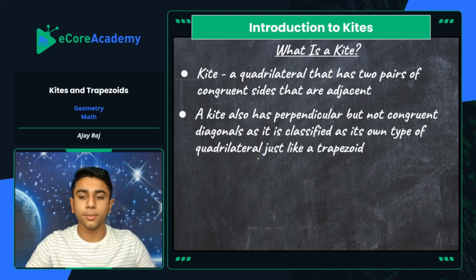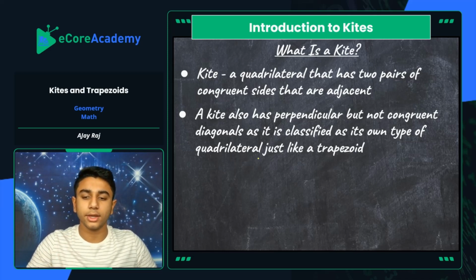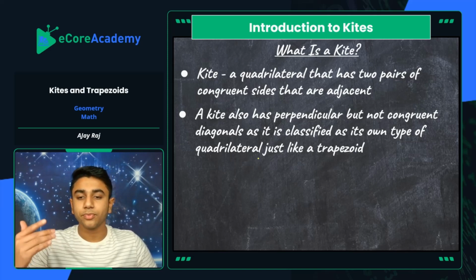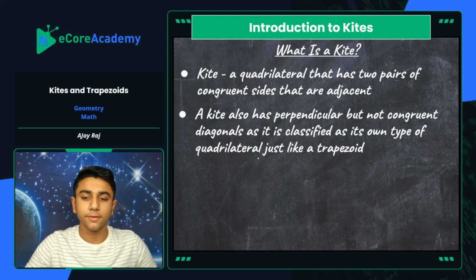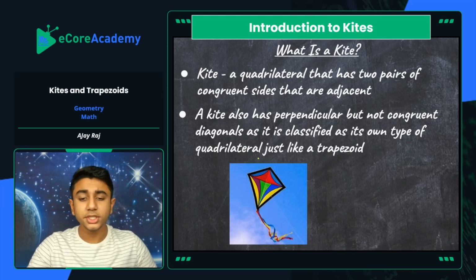So a kite also has perpendicular but not congruent diagonals, as it is classified as its own type of quadrilateral, just like a trapezoid. So we have our trapezoids, your kites, and then of course your parallelograms. So it has perpendicular diagonals. However, this is another difference between parallelograms and basically your regular trapezoids, is the fact that the diagonals are not going to be congruent. Instead, they are going to be much different in length. However, they do intersect at a 90-degree angle. Therefore, they are perpendicular. So this is an example of a kite.